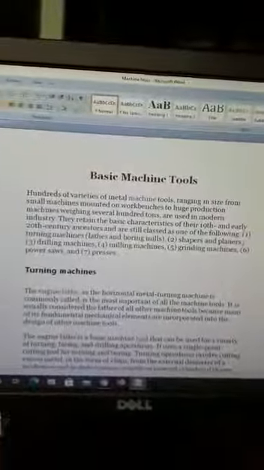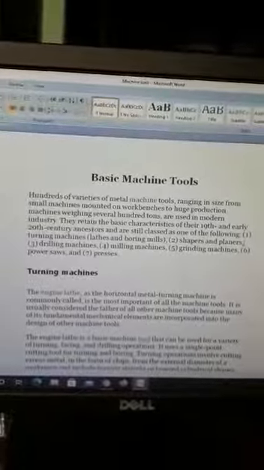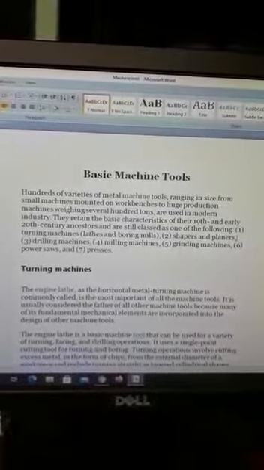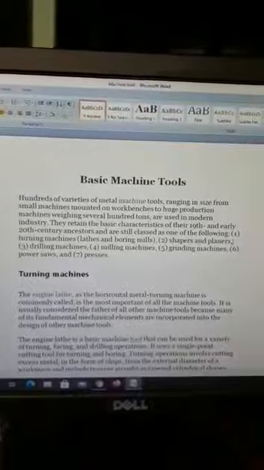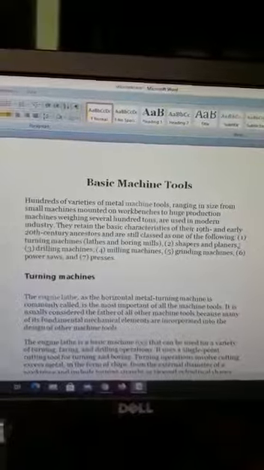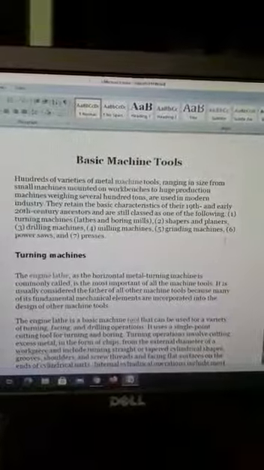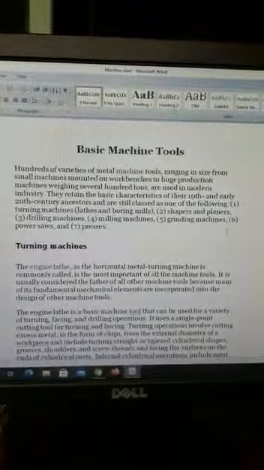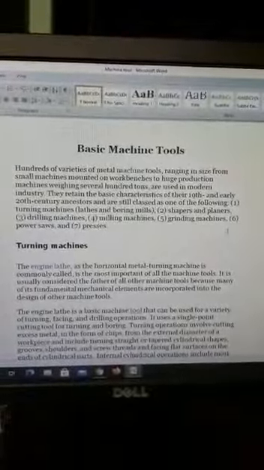The engine lathe is a basic machine tool that can be used for a variety of turning, facing, and drilling operations. It uses a single point cutting tool for turning and boring. Turning operations involve cutting excess metal in the form of chips from the external diameter of the workpiece, including turning straight or tapered cylindrical shapes, grooves, shoulders and screw threads, and facing flat surfaces on the ends of cylindrical parts.